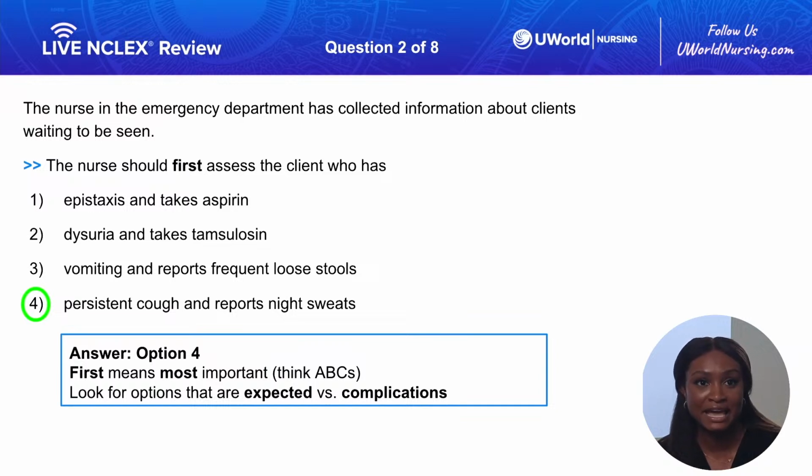You're gonna have stomach aches, some diarrhea and some vomiting, but this persistent cough and reports night sweats, this is someone that probably is experiencing TB, which is a highly infectious infection and can spread very quickly. So after ABCs, you do expected and complications, but then you also think of infection that can spread very quickly. A client with TB would be someone that we want to isolate and treat very quickly. So the persistent cough and night sweats would be our correct answer for this one.